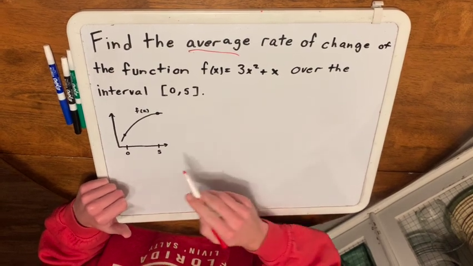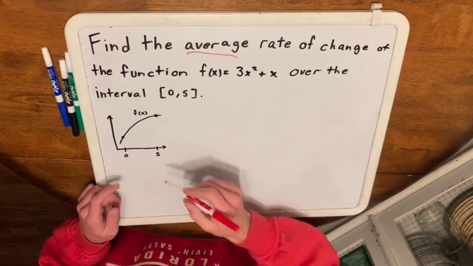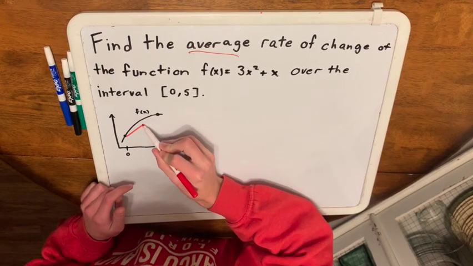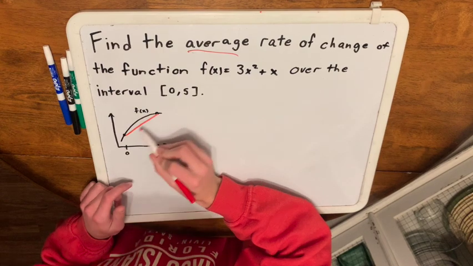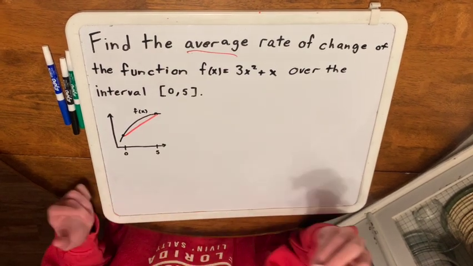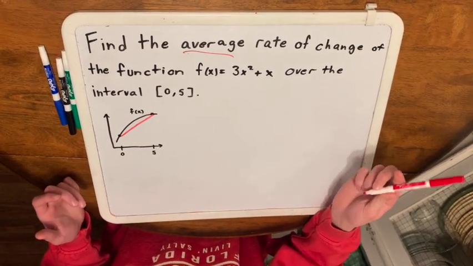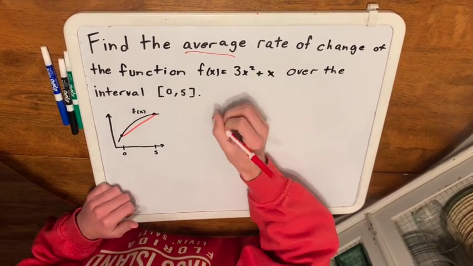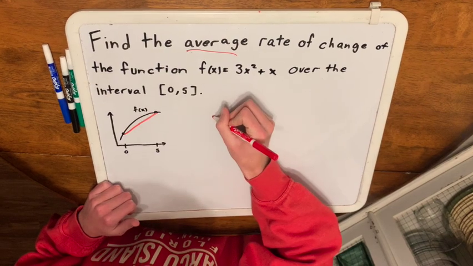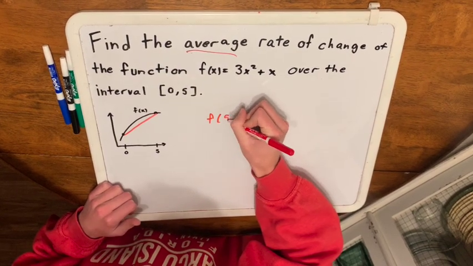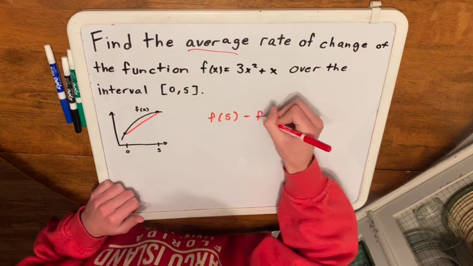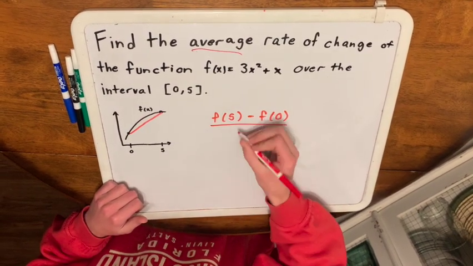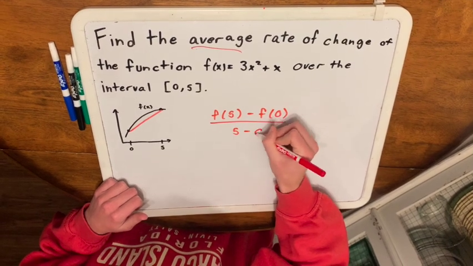We're taking these 2 points, 0 and 5, and we're going to find the average rate of change between them, which is going to be the slope of this red line right here. The way we do that is we do the y values over the x values. So that's going to look like f of 5 minus f of 0, which is our change in y values, over 5 minus 0.